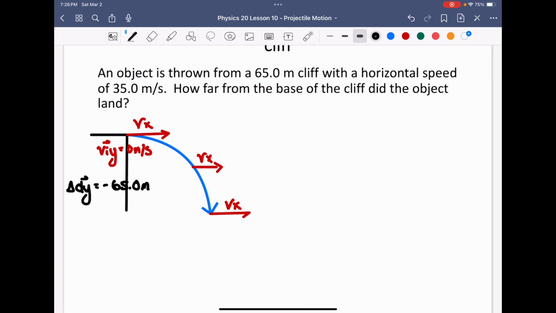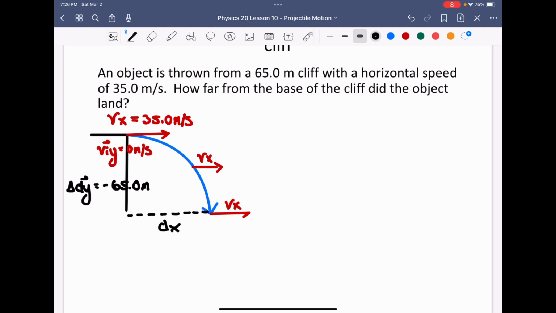Now, it moves at a horizontal speed of 35 meters per second. So instead of just putting Vx there alone, I'm going to say Vx, or the speed in the x direction, is 35.0 meters per second. And again, we know this is a constant value because Vx is not accelerated, it's uniform motion. Now, the last part of this problem says, what is the distance from the base of the cliff to where the object lands? That is, if I put a dotted line here, we're looking for the distance in the x direction.